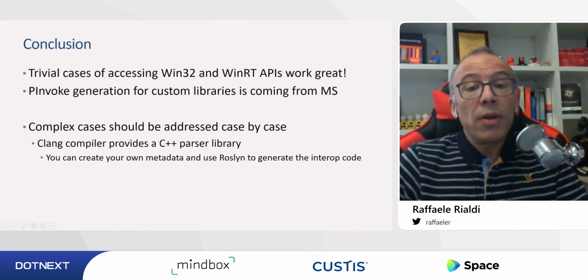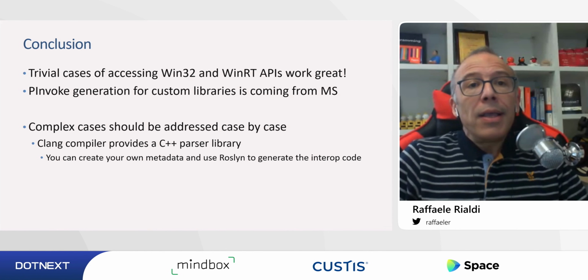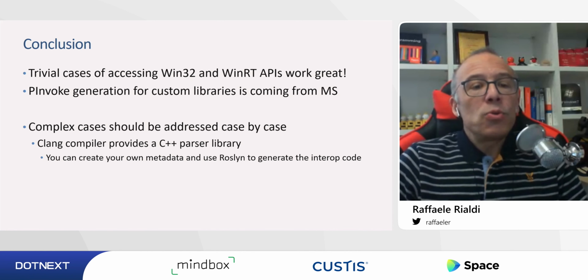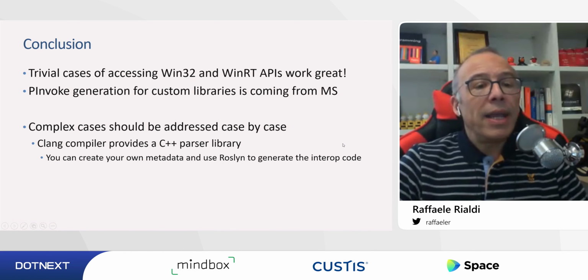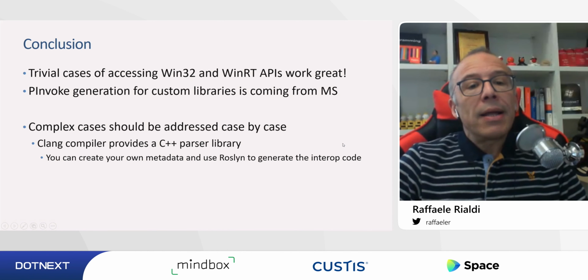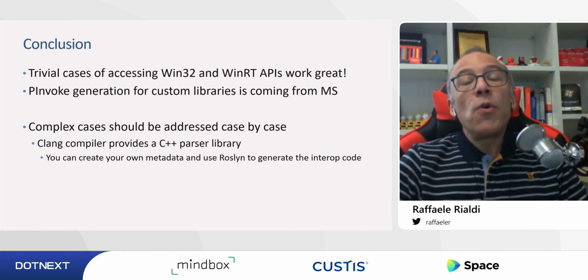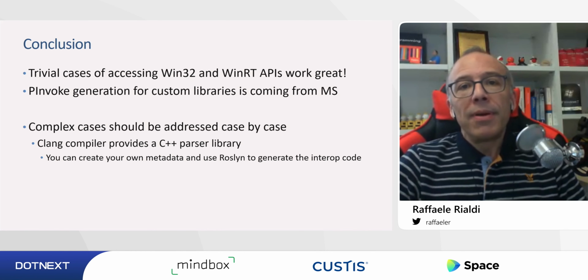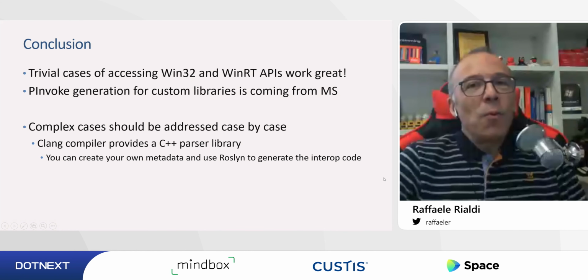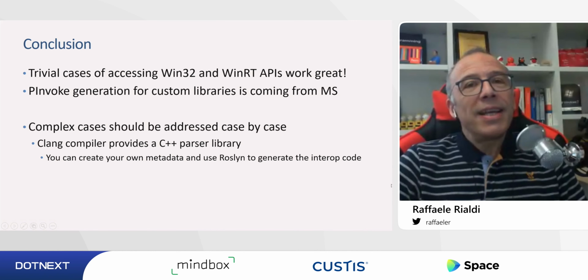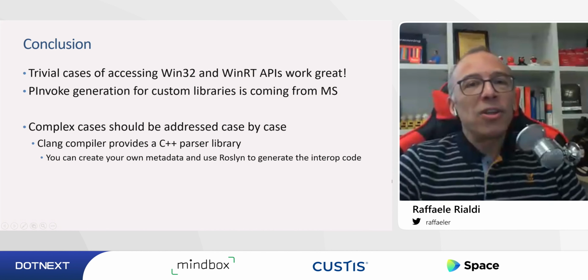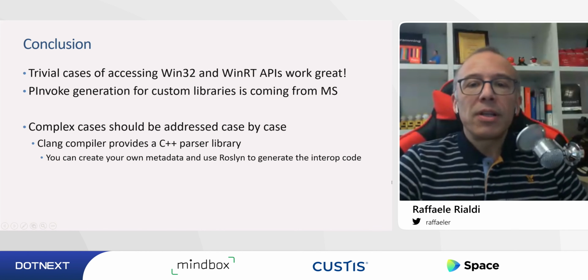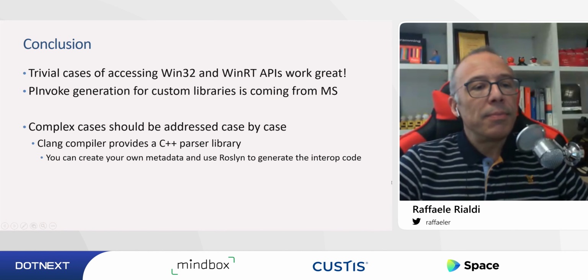If you're on Windows, you basically can use WinRT and you're okay. The Clang compiler provides a parser library. If you want to mess up, like I am doing, parsing C++ declarations, guessing what the parameters are, creating your own metadata, and then generating your .NET code, you're welcome. Call me. We can do it together.